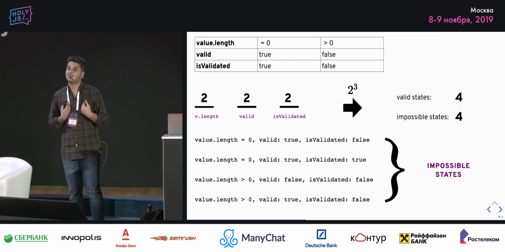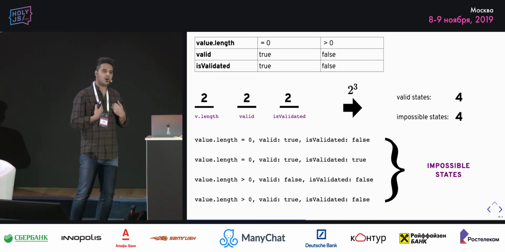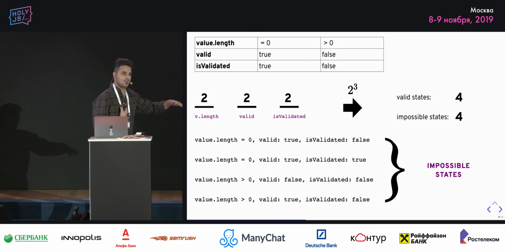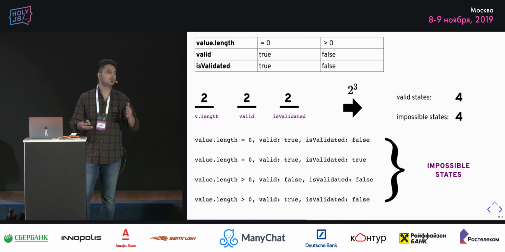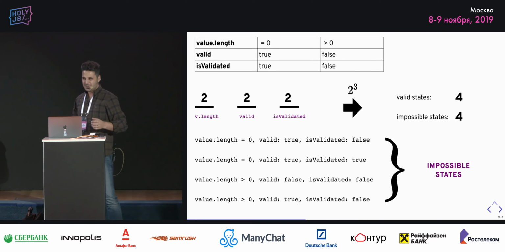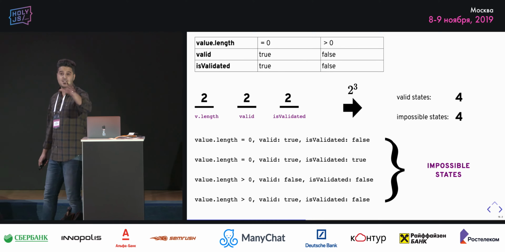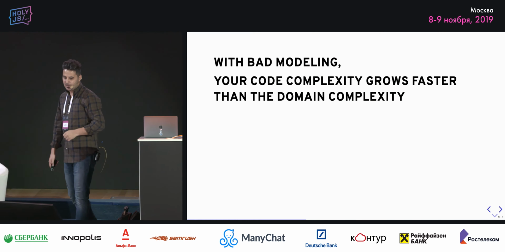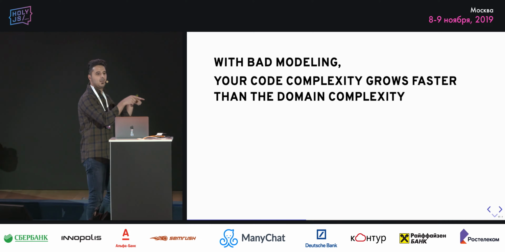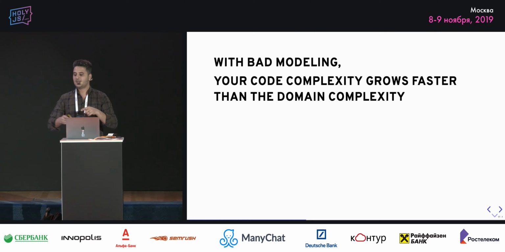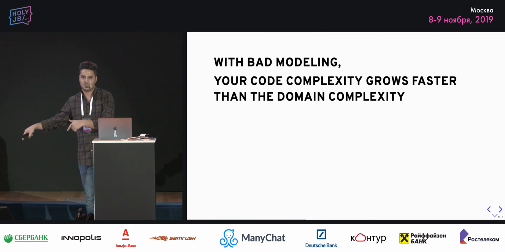So the code is technically fragile. The only blocker between the end user and the actual breaking is the UI, where you disable the buttons. So if something happens and the user can transition to these impossible states, that will be a part of bad modeling. And that's where the complexity of your code will actually allow more than the complexity of the problem you're trying to model.